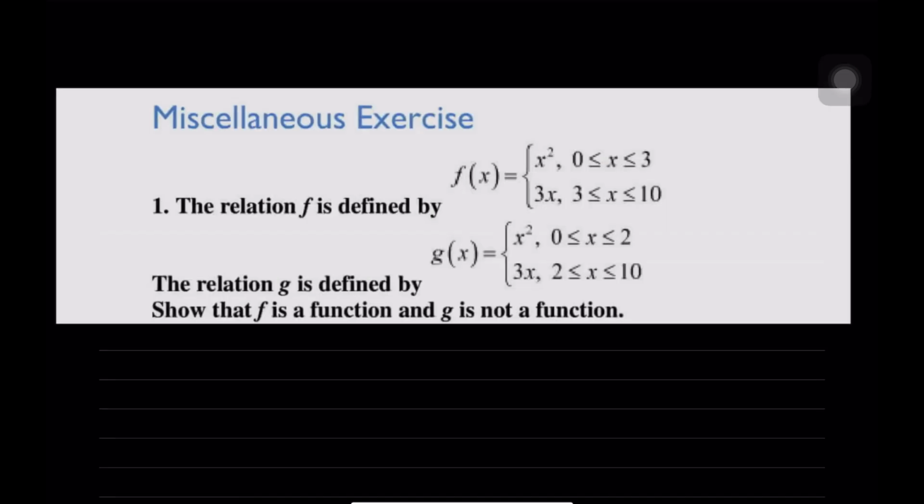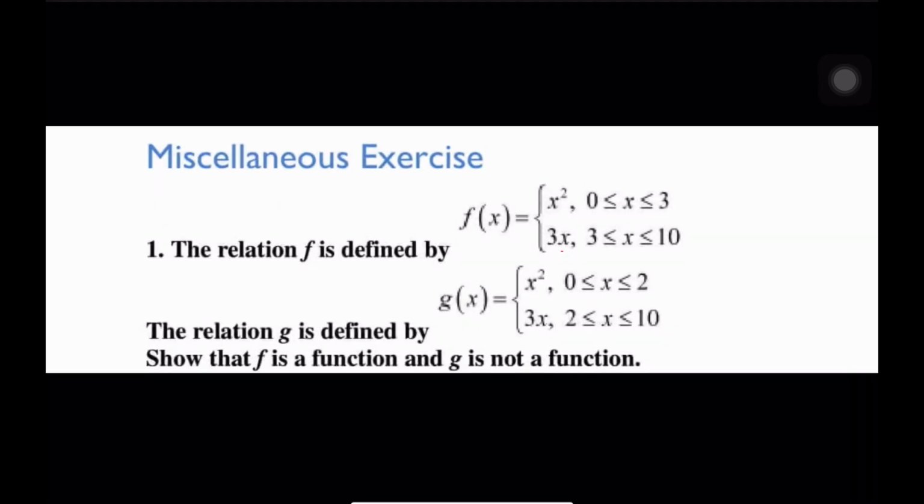Hello friends, let's start off with Miscellaneous Exercise Chapter 2, Relations and Functions. In this first question, the relation f is defined by f of x is equal to x square where x lies between 0 and 3, including 0 and 3, and it is equal to 3x when x lies between 3 and 10.